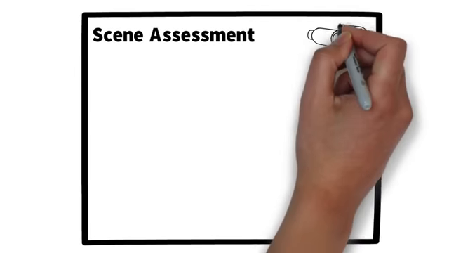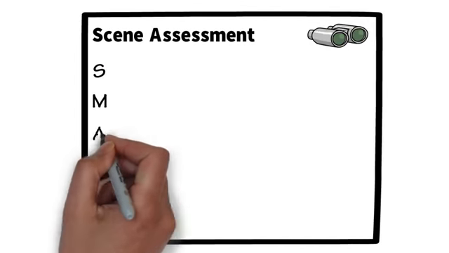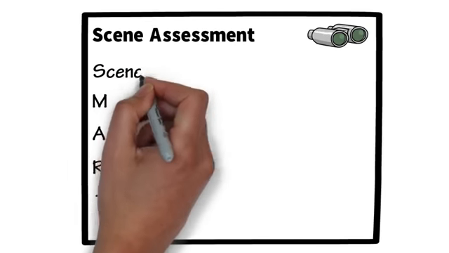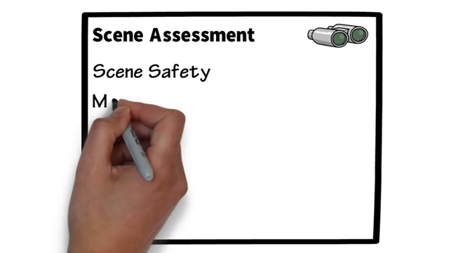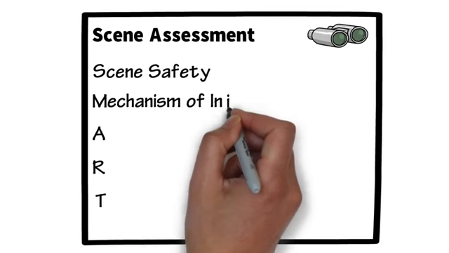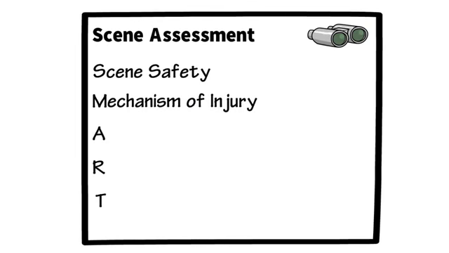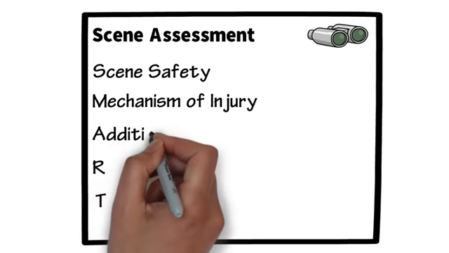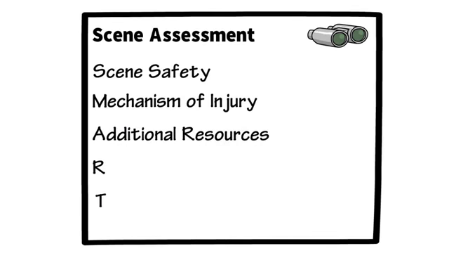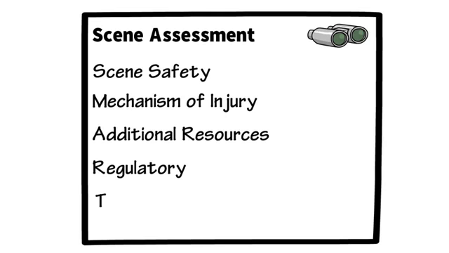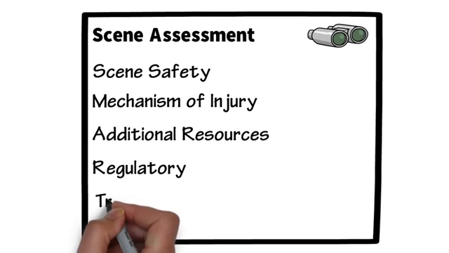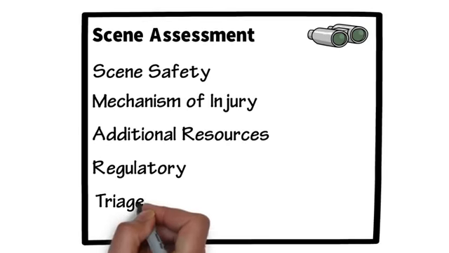So initial scene assessment. For this, you'll be using a SMART approach. First we're looking at scene safety, and this includes appropriate personal protective equipment or PPE, infection prevention and control, and any dangers to you or those around you. For mechanism of injury, we need to include C-spine and catastrophic hemorrhage. You'll also need to look at additional resources, so at this point you should request help in whatever form you deem necessary. Regulatory includes any DNARs, advanced directives, or recognition of life extinct situations that may be present. And triage, is this your only patient?